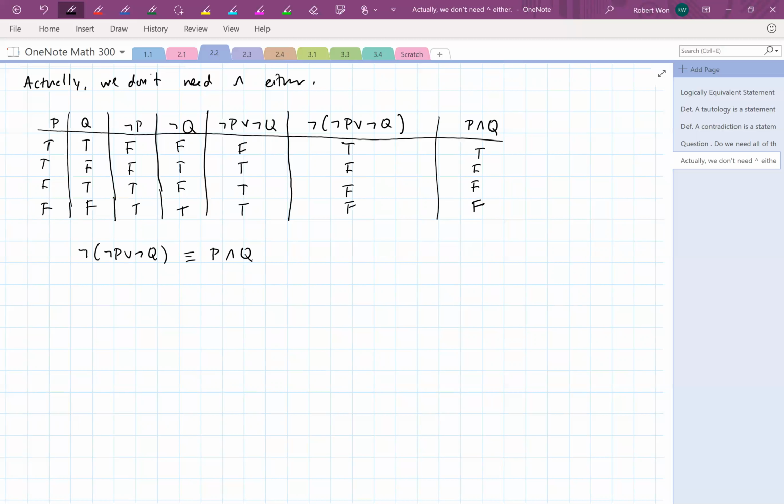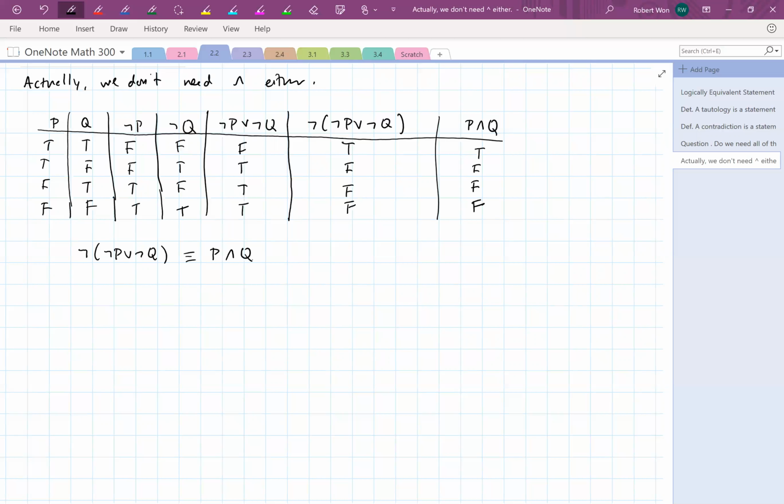Which means that we actually don't need "and" either, if we were going for parsimony, right? If we want to get away with as few logical operators as possible, it turns out that we don't need "and" because we can get it out of "or" and "not". Again, of course, since P and Q is a logical operator that we want to use super frequently, it's much nicer to have its own symbol for "and" and its own space in our head, rather than always wanting to think about not P or not Q.